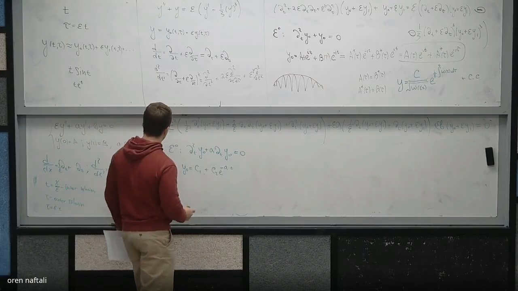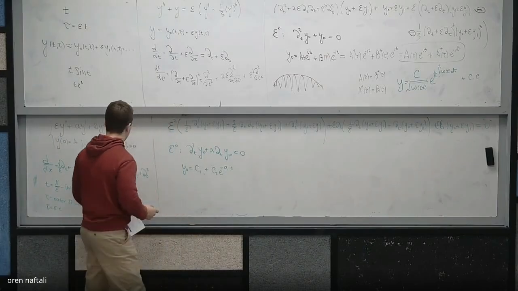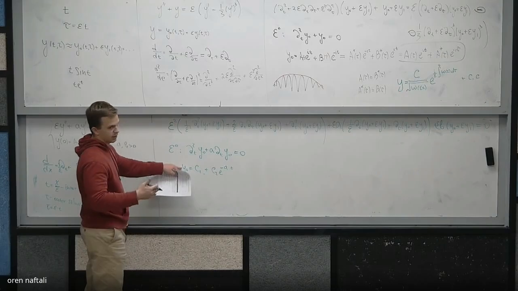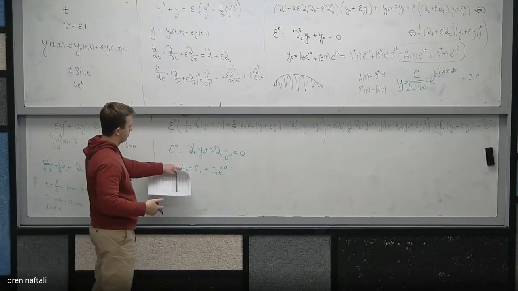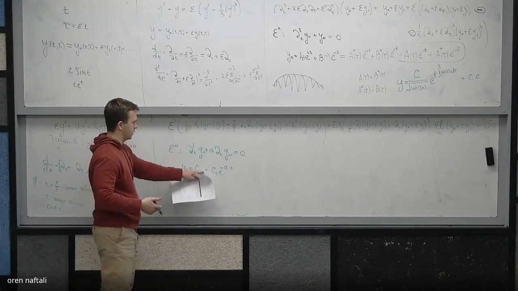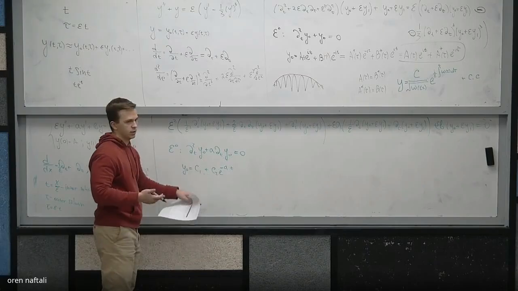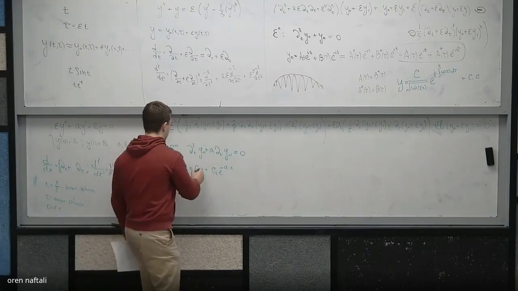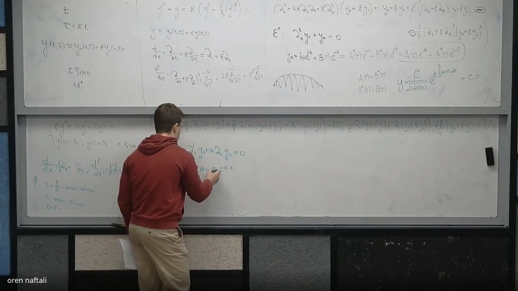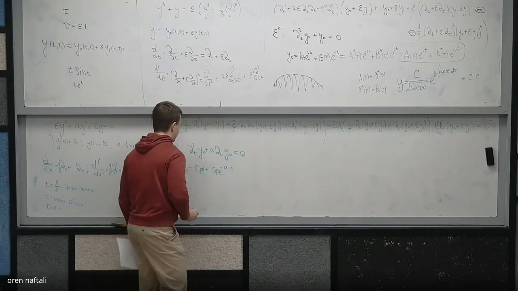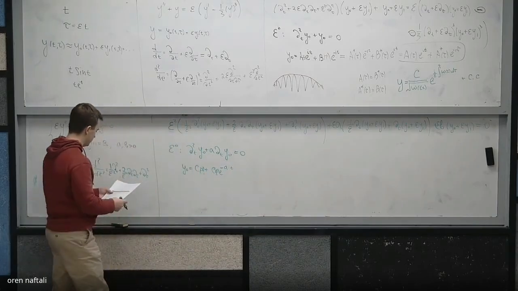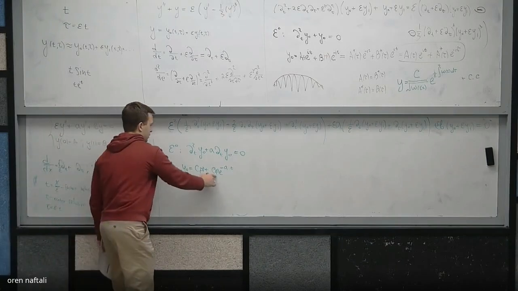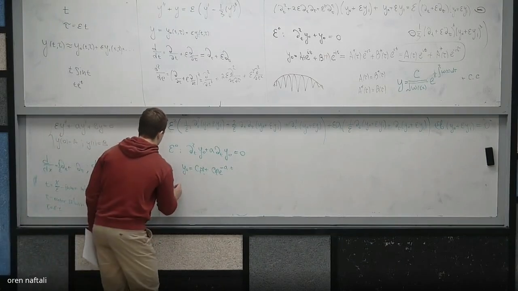And because I'm looking for the expansion of y as a function of t and tau, I need to assume that this C1 and C2 are functions of tau, as we did before. So this is a function of tau and this is a function of tau. Okay, now let's do higher order to define these functions.